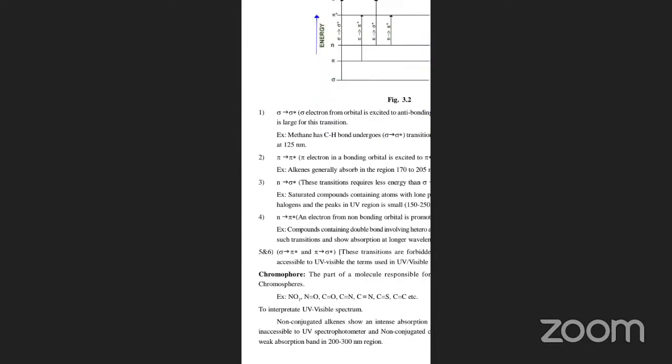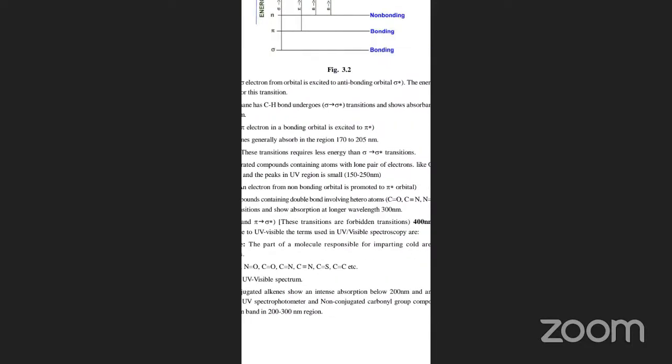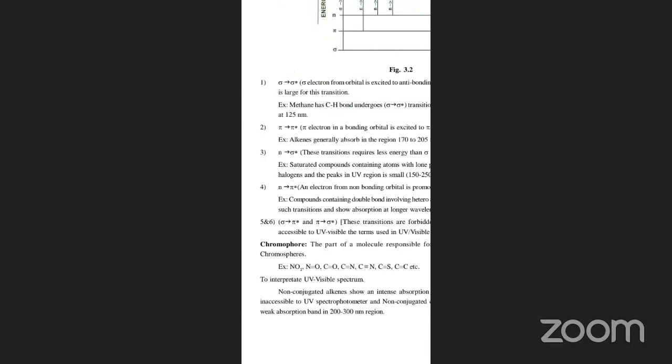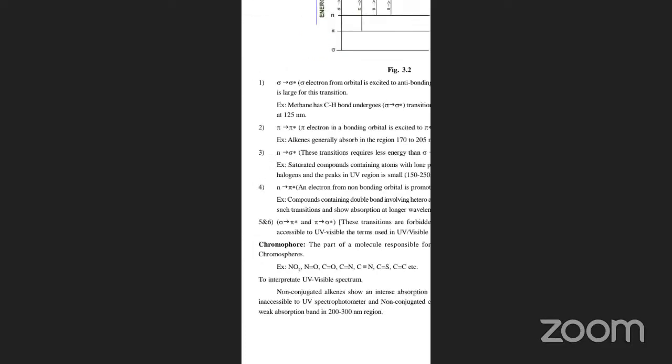Pi to pi star, n to sigma star. These transitions require less energy than sigma to sigma star transitions. Now, chromophore: the part of a molecule responsible for imparting color is called a chromophore. Examples: N=N, NO2, C=O, C≡N, C=S, and C=C, etc.